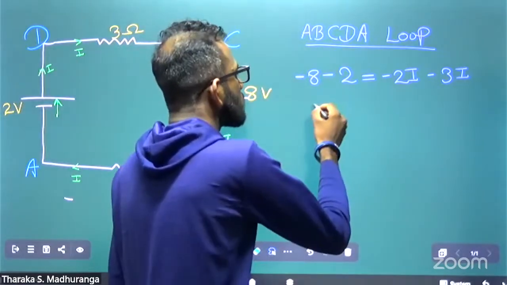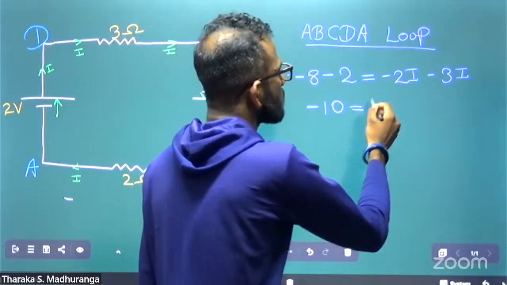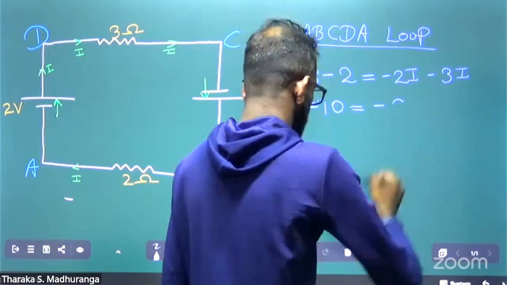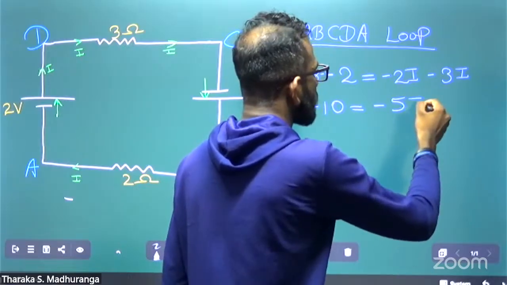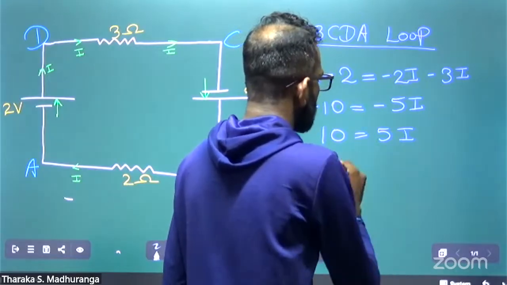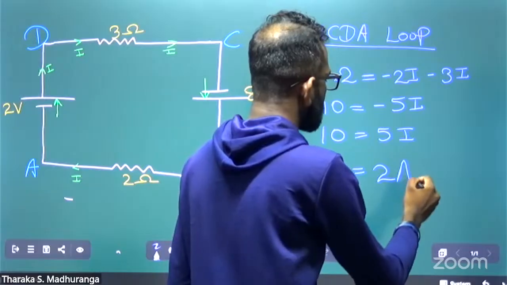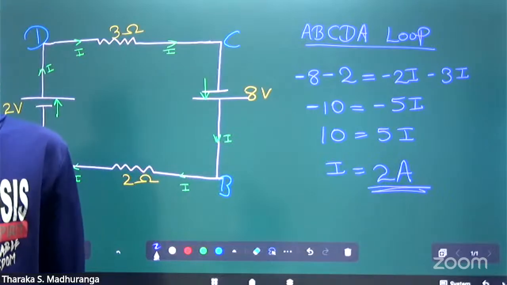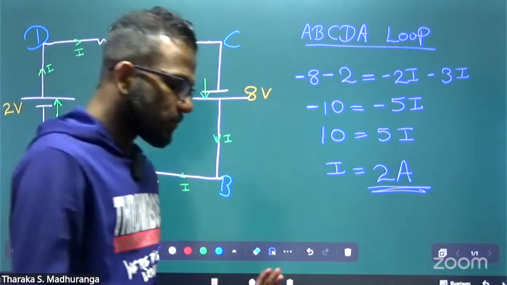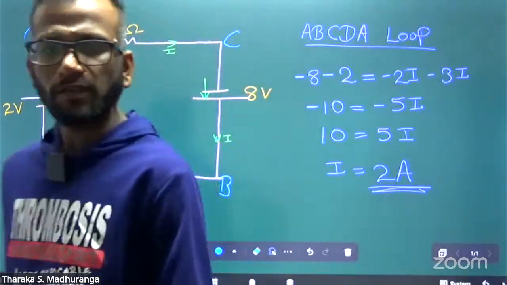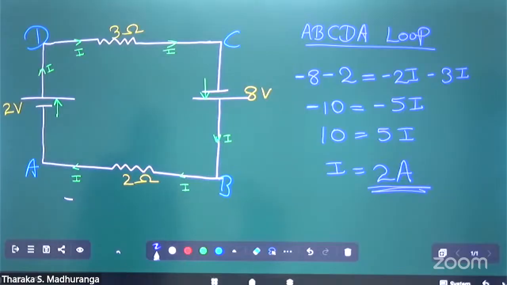Okay, 8 minus 2 minus 10 equal minus 2I minus 3I. It is minus 5I. Minus and minus cancel out. 10 equal 5I. I equal 2 ampere. Okay, any problem? This is a basic and very simple calculation of Kirchhoff's second law. If you have any doubt, you can ask. Please ask quickly.